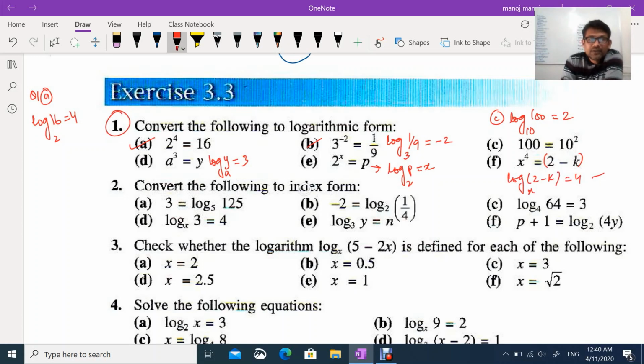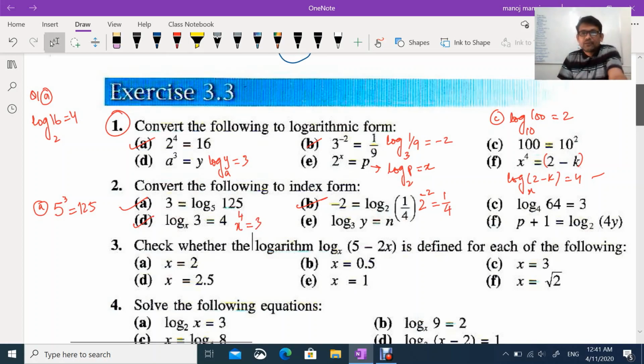Okay, convert the following into index form. Index form means the base will remain base. This 5 will remain the base. This 5 power 3 is equals to 125. Done. This base will remain base and this will become the power. So what we can write, 2 power minus 2 is equals to 1 upon 4. There is no problem to solve. Simplify this question. I will move to D part. X power 4 is equals to 3 and so on. You can see.